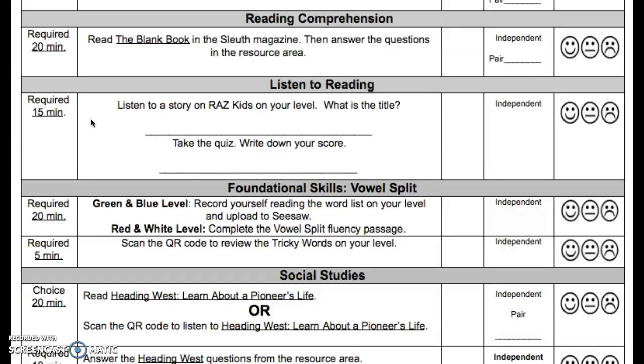Required for 15 minutes, listen to reading. It says, listen to a story on Raz-Kids on your level. What is the title? Take the quiz. Write down your score. Independent.